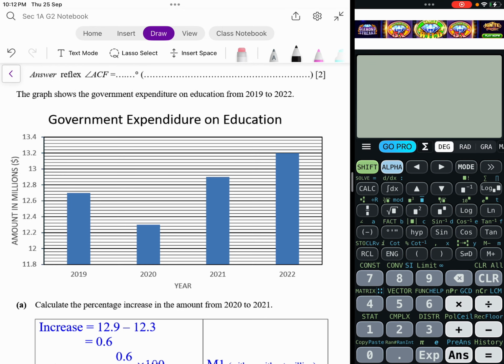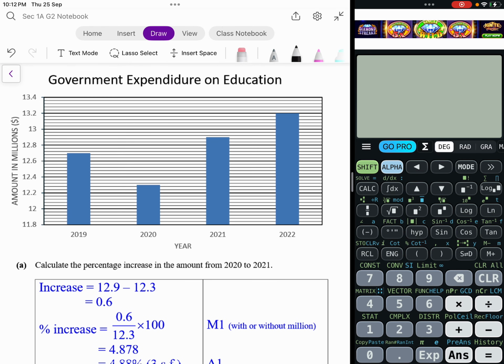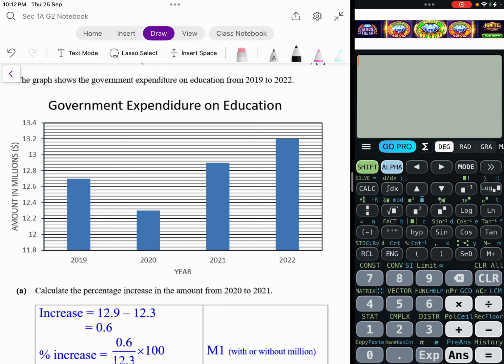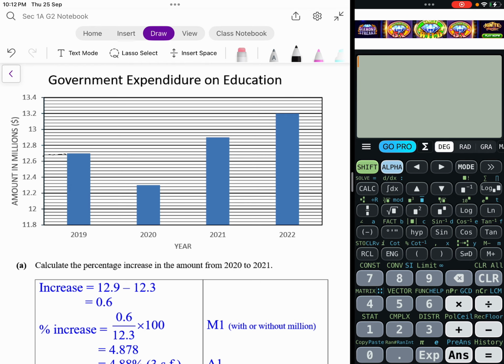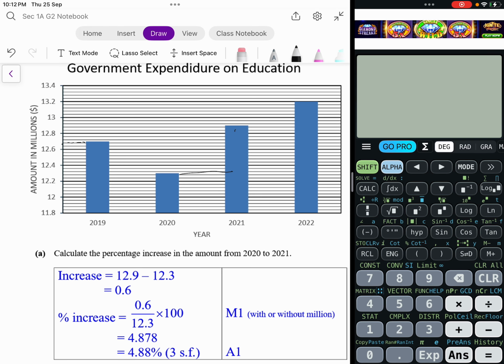The graph shows the government expenditure on education. This is a bar chart, so you can read the values from the sides. Calculate the percentage increase from 2020 to 2021. We need to find the difference. Based on reading the graph, I'm not too sure if it's accurate, we know that the number for 2021 is 12.9, and the number for 2020. This is for 2021. This is for 2020.